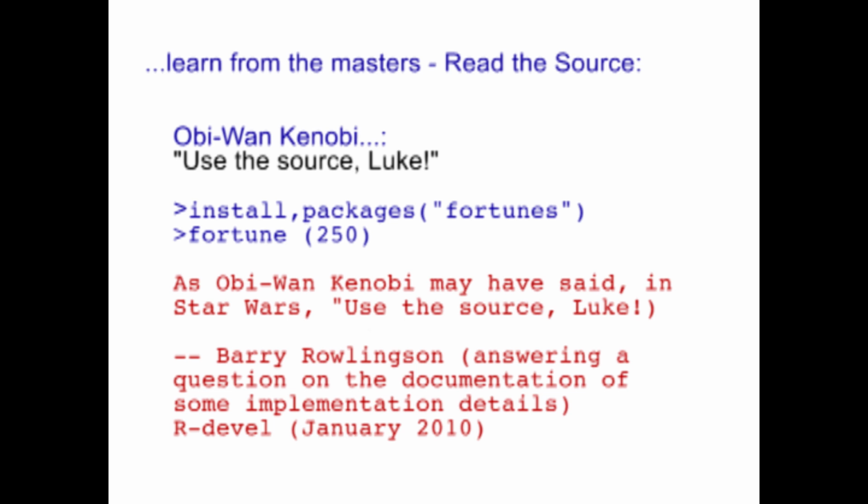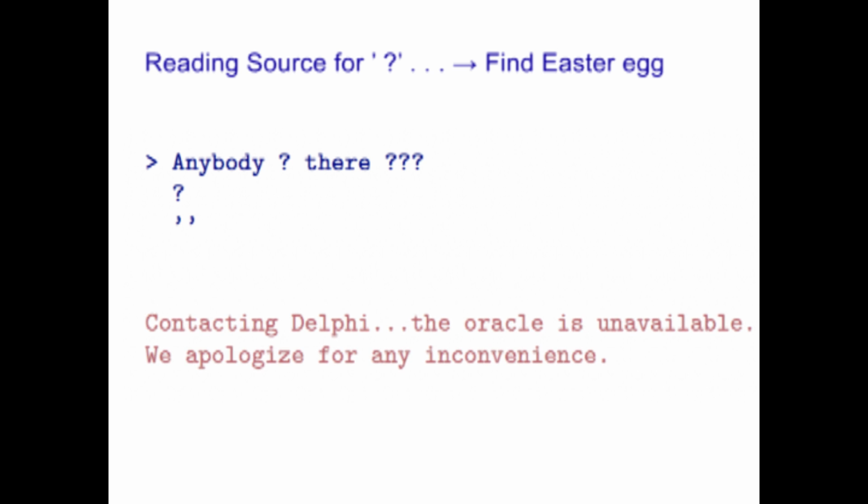Okay. Now there's an Easter egg you can find if you read the source code for the question mark operator in R. And let's try if we can make the demo work. So anybody there, if you enter that in this way at the R console. And by the way, this is a relatively current version of R, R 3.1.1 beta. R 3.1.1 should get out early next week. And you really should install it. R 3.1.0 has, in my view, two bad bugs that have been fixed long ago in the patched version, but anyway. If you add that, then you're not getting, so maybe I'm lost now. Let's try that. Okay, it works. Now, R is contacting Delphi, and the oracle is unavailable. Yeah, I apologize for that.